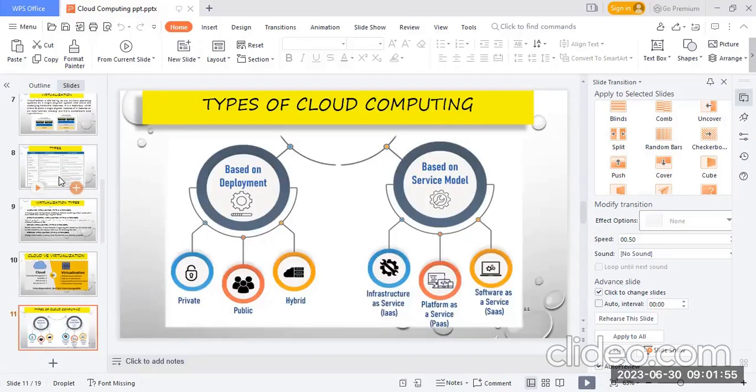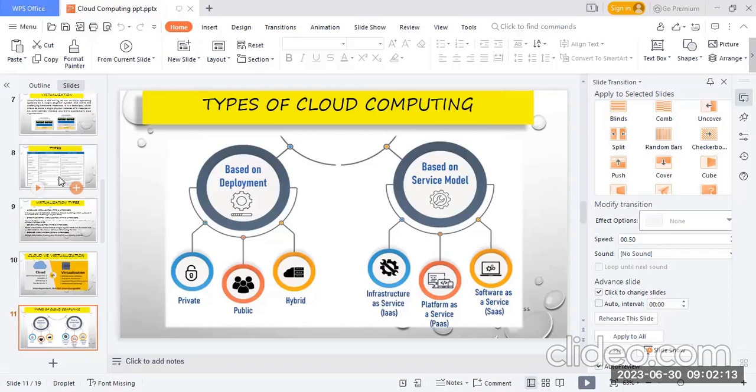So these are the types of cloud computing. Based on deployment, there are three types of cloud computing. One is called private, second is public, and third one is hybrid. And based on service model, it has infrastructure as a service, platform as a service, and software as a service. So IaaS, PaaS, and SaaS, these are the types of cloud computing.